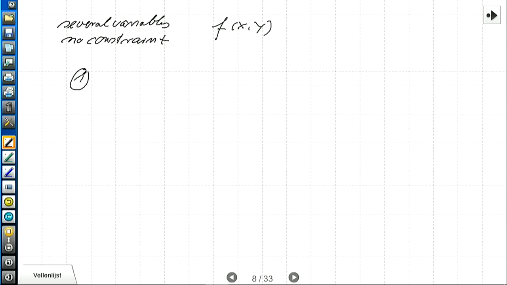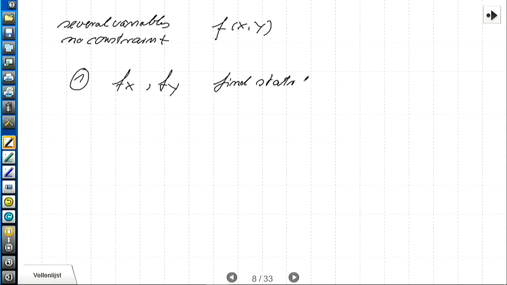Again, step 1, this is exactly like we did in the analytical calculus-based approach for one variable. We compute the partial derivatives, in this case with respect to x and with respect to y. I use this notation here because I find it really easy to write. And why do we use this? We find all stationary points.